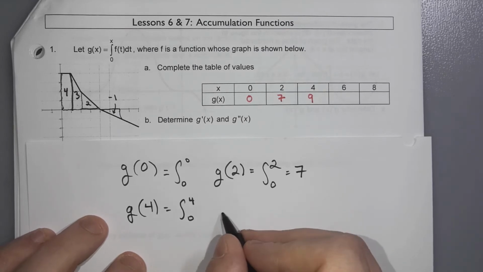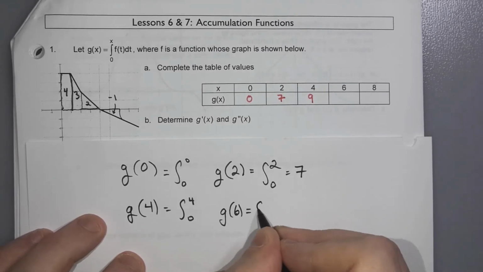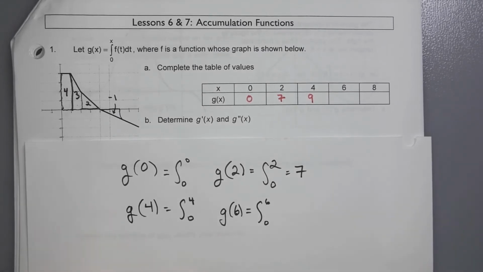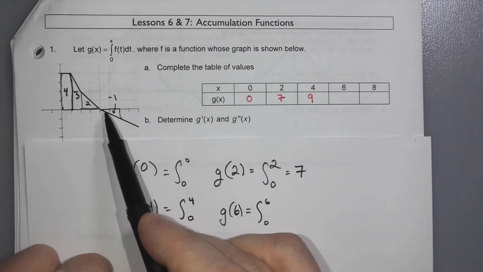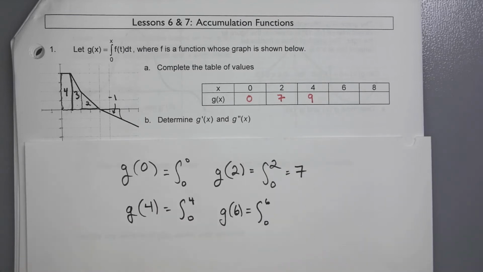And therefore, when we want to know what g of 6 is, which is the area from 0 to 6, or the integral from 0 to 6, we got all the way up to 9, but then from 4 to 6, we're doing a negative 1. We're losing one value, and therefore the output is going to be 8.